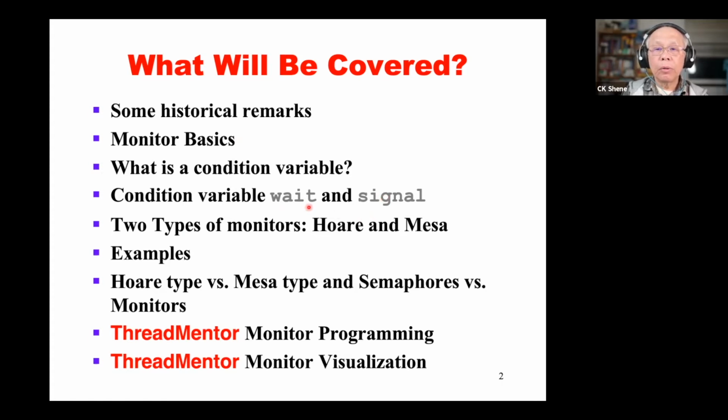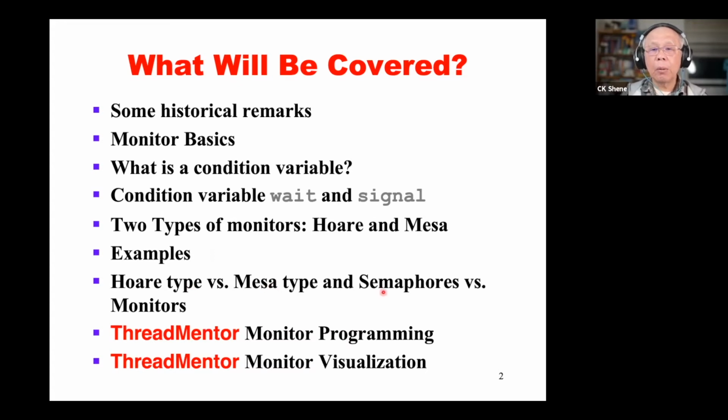And then from the interaction between wait and signal, we distinguish two types of monitors, the Hoare type and the Mesa type. Then we will explain to you several examples. Through these examples, you'll learn how to use monitors and condition variables. Then we talk about several important things. Because we have two types of monitors, what are the differences between the Hoare type and the Mesa type?